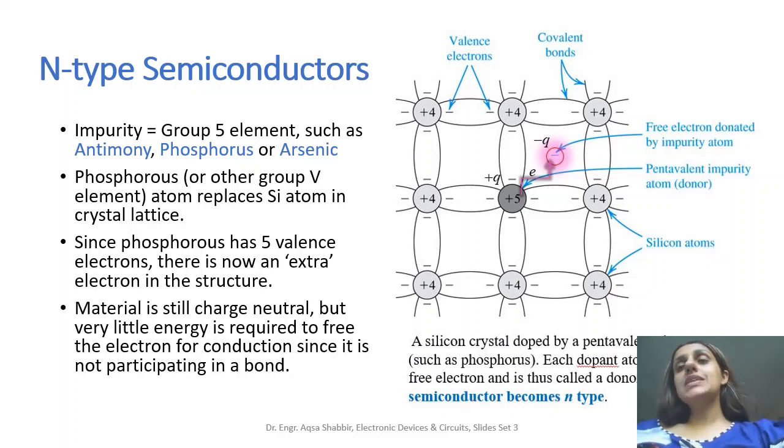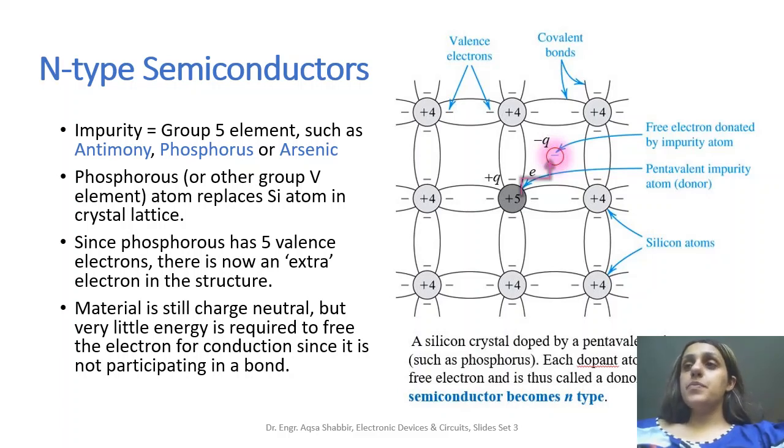Now, as you can see in this figure over here, when phosphorus or any other group 5 element is added in a controlled or small amount to pure or intrinsic silicon, a phosphorus atom replaces a silicon atom in the crystal structure. Phosphorus or any other group 5 element has 5 valence electrons, as compared to, of course, silicon or semiconductor materials, which have 4 valence electrons.